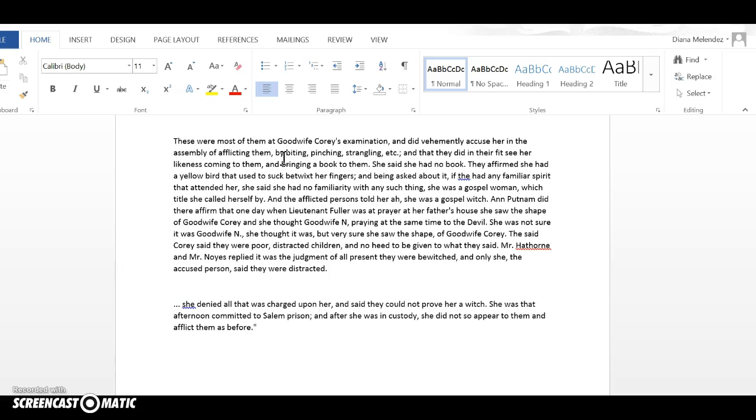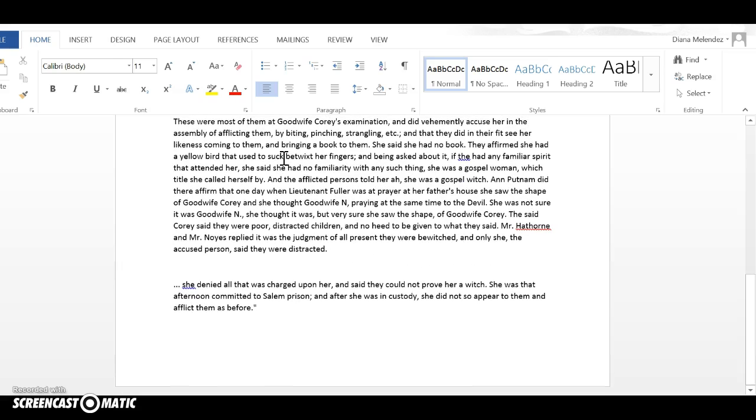All right, in paragraph 4, she denied all that was charged upon her and said they could not prove her a witch. She was that afternoon committed to Salem prison, and after she was in custody, she did not appear to them and afflict them as before.